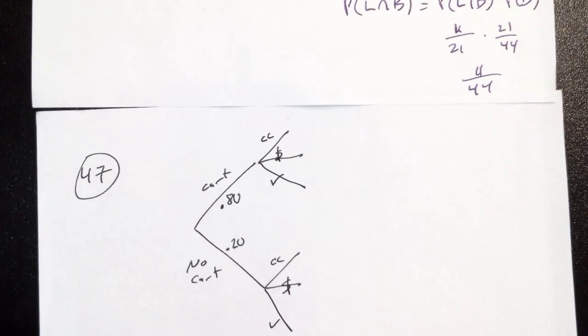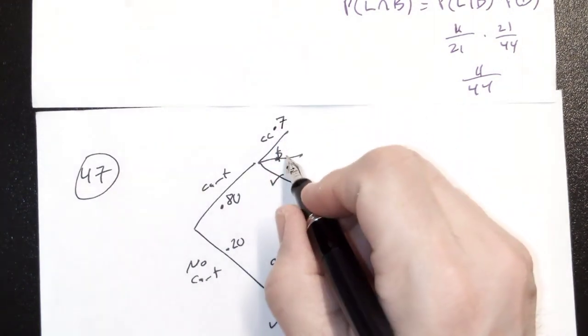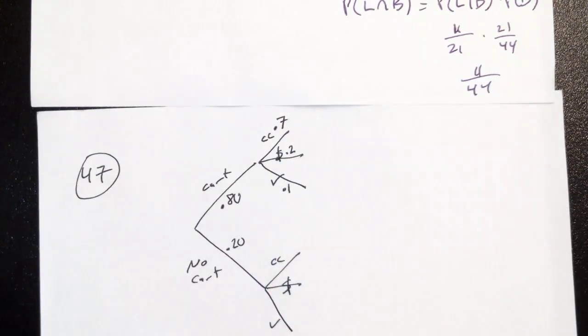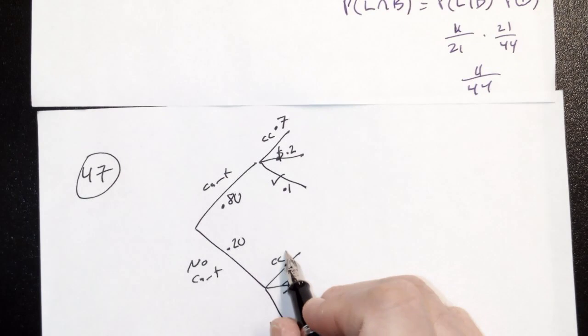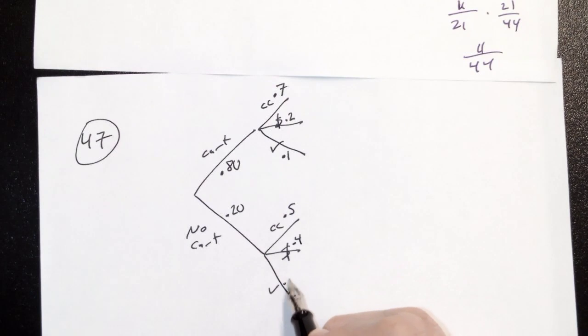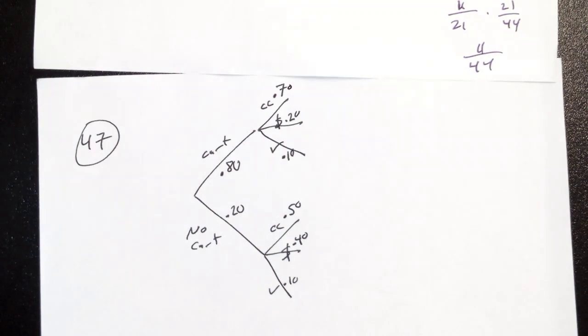And now I can go through and put numbers on these. What's the chance with a cart somebody pays with a credit card? So that's a 0.7. Cash and check is the rest. Notice those add up to 1. Then down here without a cart, it was 50, and then 40, and then 10. Great.